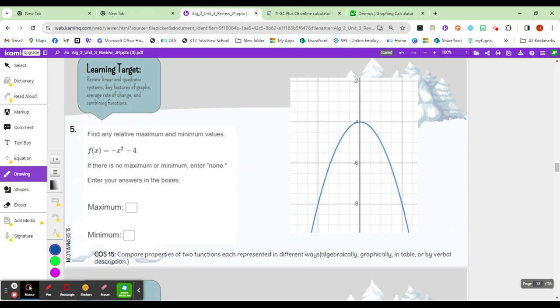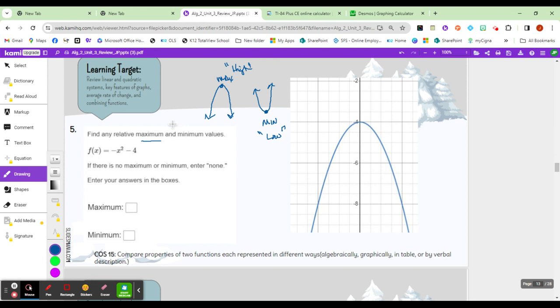Number 5 says find any relative max or min. This is when we're interpreting the graph. We're talking about parts of the graph. A max is a high point. So for instance, if I have something that looks like this graph, this would be a max. If I have something that looks like this graph, this would be a min. And they are looking for how high. Max means how high does the graph go. Min means how low does the graph go.